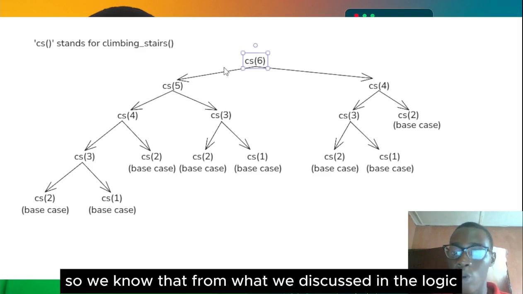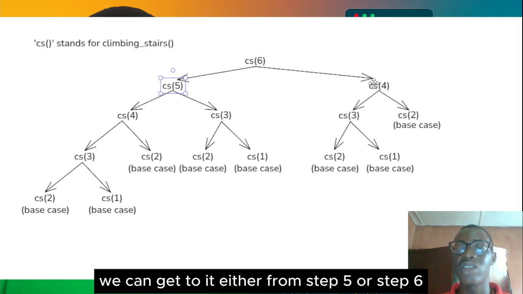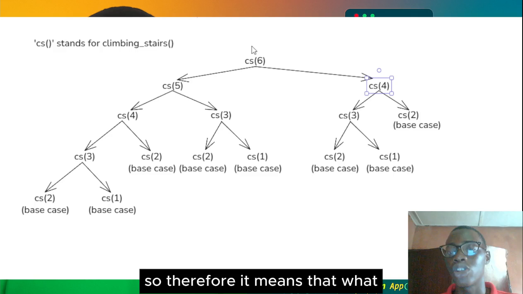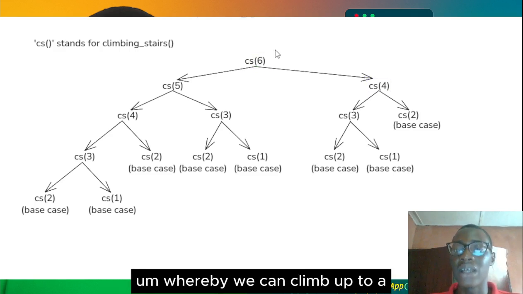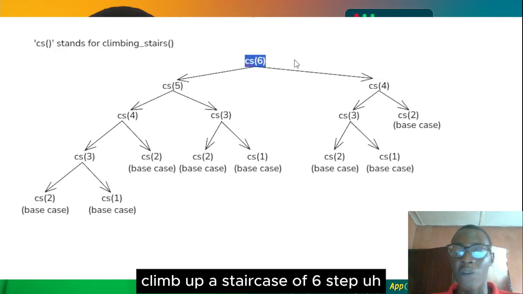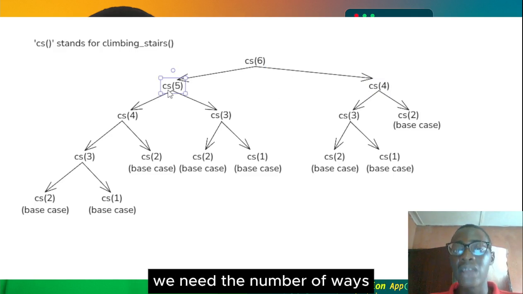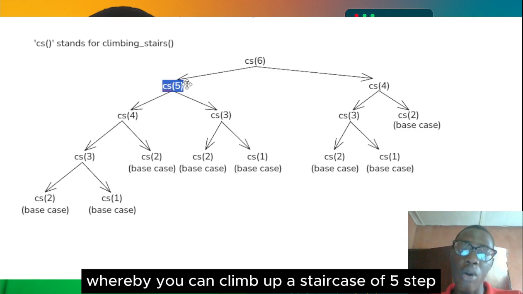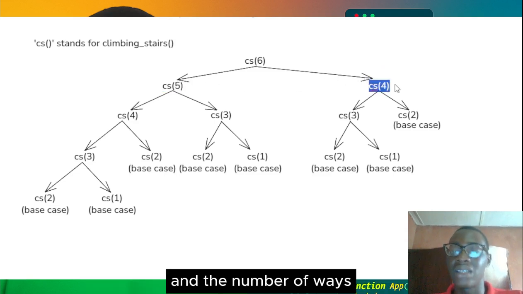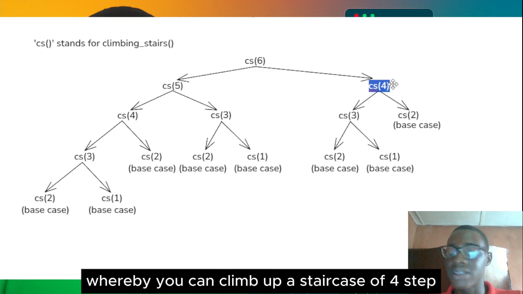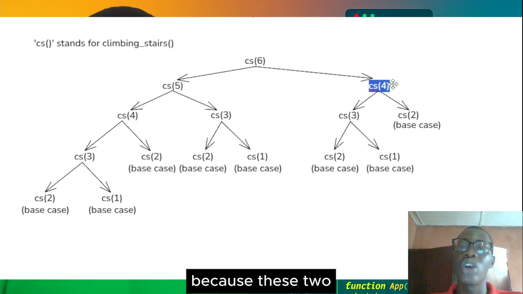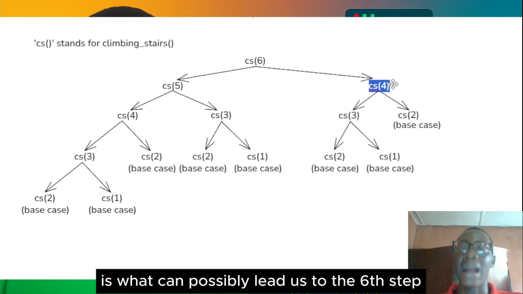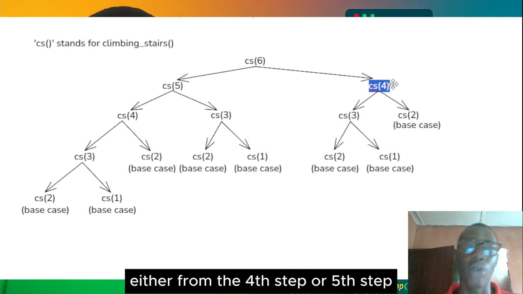So we know from what we discussed in the logic that we can get to it either from step 5 or step 6. Therefore, to get the number of ways we can climb a staircase of 6 steps, we need the number of ways we can climb a staircase of 5 steps and the number of ways we can climb a staircase of 4 steps, because these two can possibly lead us to the 6th step, either from the 4th step or the 5th step.